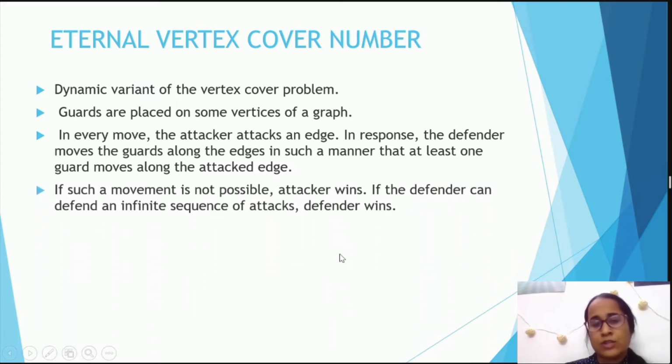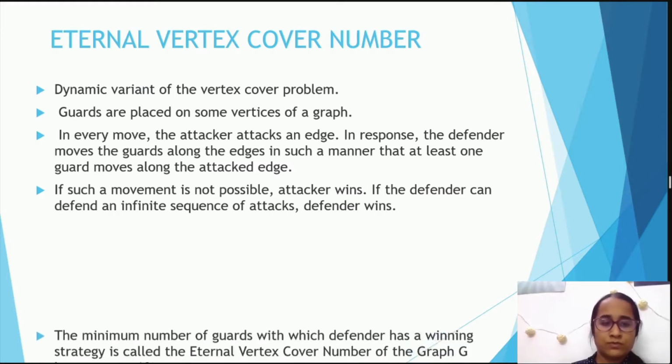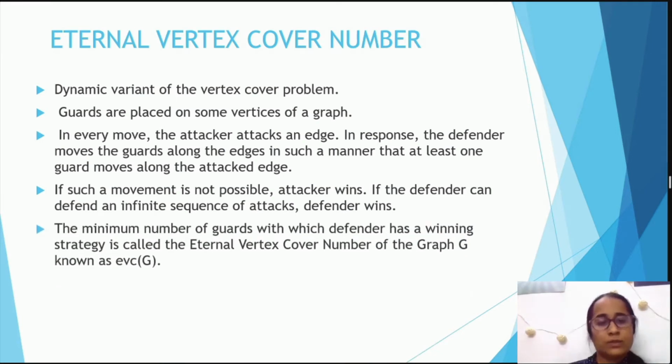If at any point such a movement is not possible, then attacker wins. And if the defender can defend an infinite sequence of attacks, then the defender wins. The minimum number of guards with which the defender has a winning strategy is called the eternal vertex cover number of the graph G, and it is known as the EVC of G.